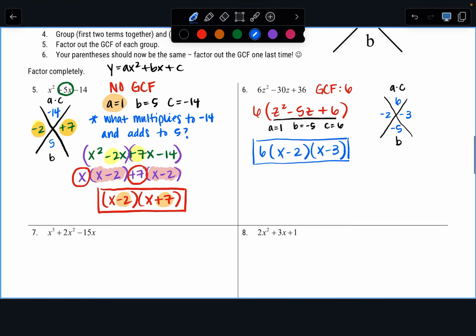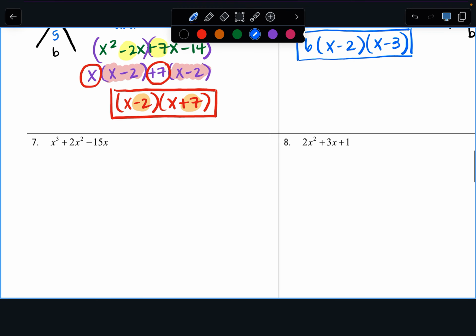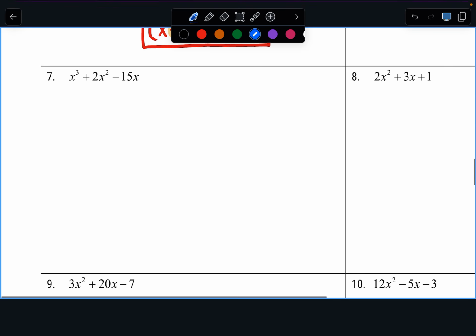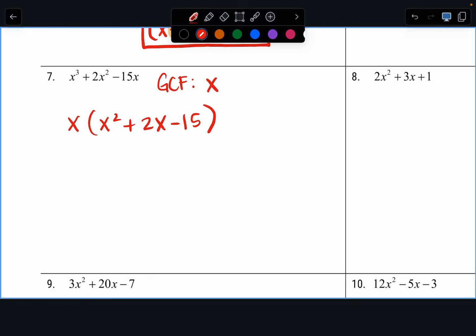Okay, let's look at number 7. Do I have a GCF? X is my GCF. So I'm going to pull an X out. I'm going to be left with X squared plus 2X minus 15. I want you to try to factor this on your own.